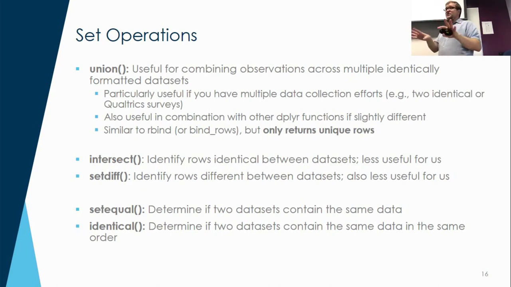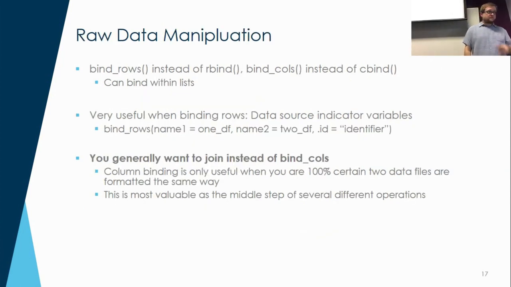And again, remember, there are a lot of different ways to do things at this point. Intersect identifies rows that are identical between data sets. Set diff identifies rows that are different between the data sets. For our purposes in the social science context, it's not real common that you need those, because they're specifically looking for identical rows. Most often we need joins. Most often we want to see, does this person exist in this other file? Not, does this person and all of their data also exist as a person and all of their data in this other file? So we don't need those two so much. Set equal and identical are just two ways to check if two data sets are the same. Good to know they exist, but also not very common for our purposes.